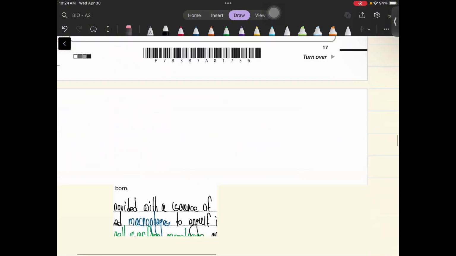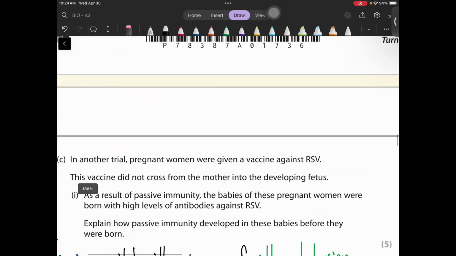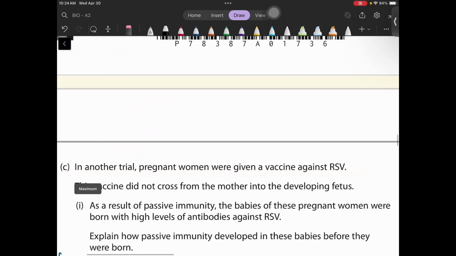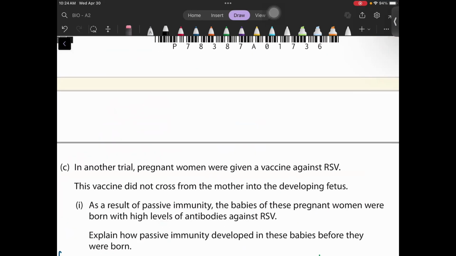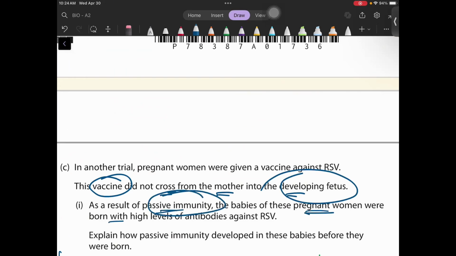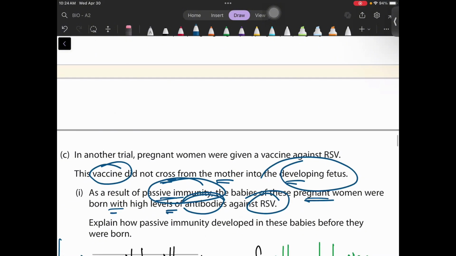In another trial, pregnant women were given a vaccine against RSV. The vaccine did not cross from mother into the developing fetus. As a result of passive immunity, the babies of these pregnant women were born with high levels of antibodies against RSV. Explain how passive immunity would have developed in these babies before they were born.